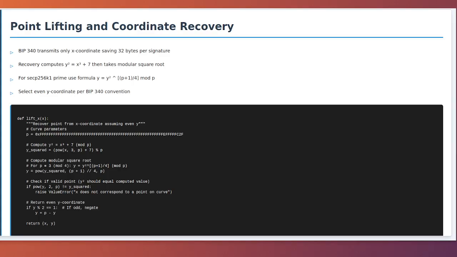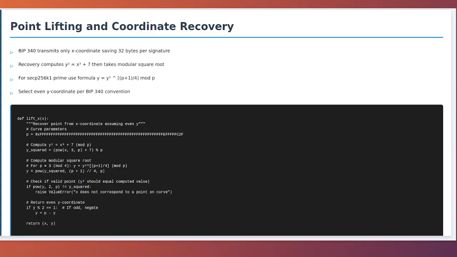In BIP 340, we adopt the convention that the y-coordinate of R is always even. Therefore, during verification, when we need to recover R from its x-coordinate, we compute both possible y values and select the even one. This convention is what allows us to save 32 bytes in the signature, as the verifier can deterministically reconstruct the full point R knowing only that it has an even y-coordinate.